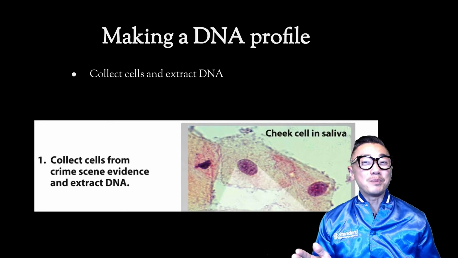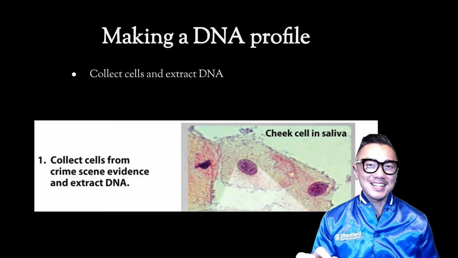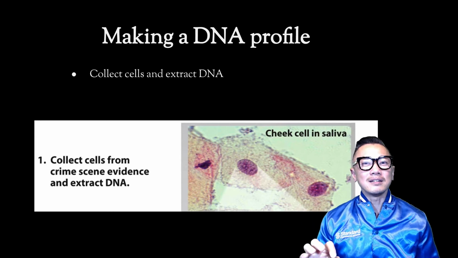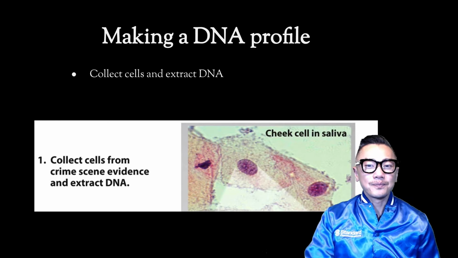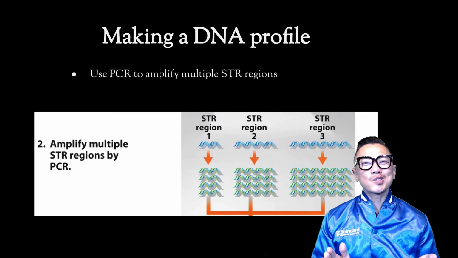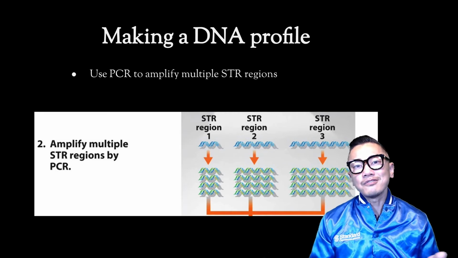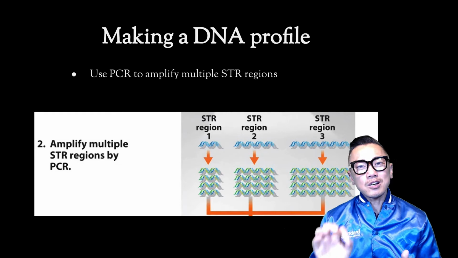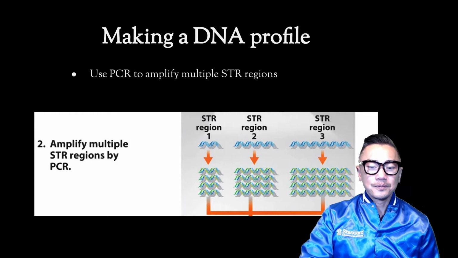The first step in making a DNA profile is to collect cells and extract DNA. Cells can come from anywhere in the human body, including saliva, blood, skin, and hair. Next, we'll use PCR to amplify or make many copies of multiple STR regions. The more STR regions we use, the more unique the DNA profile.